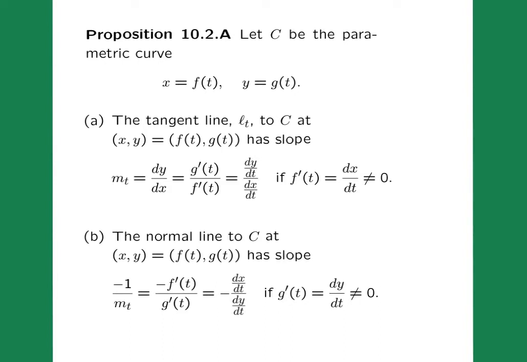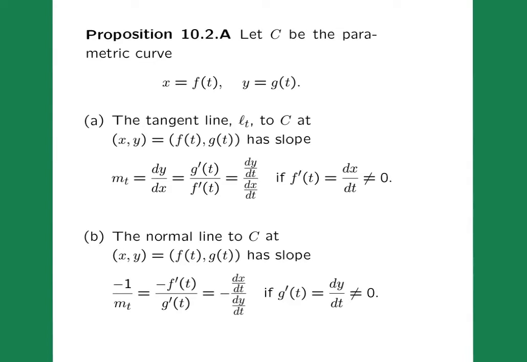Now, because points on our parametric curve are going to be described in terms of values of our parameter t, we'd like to have a formula for the tangent line to our curve C at a point corresponding to a value t described in terms of that parameter t. So that's what this first statement does.